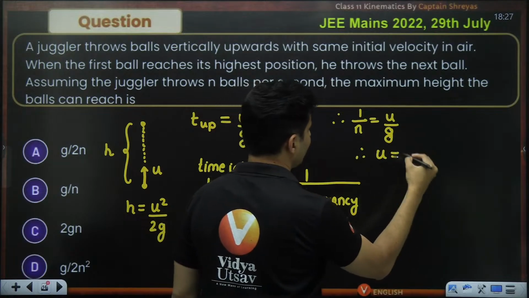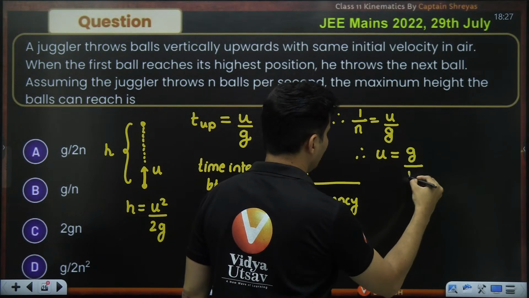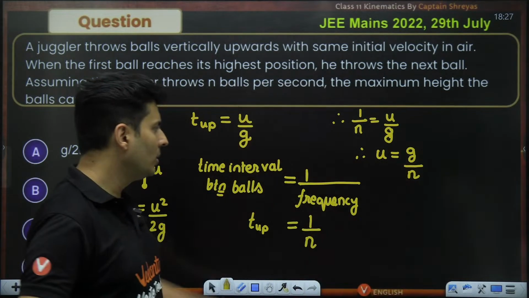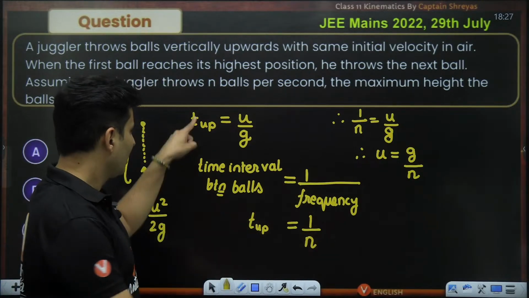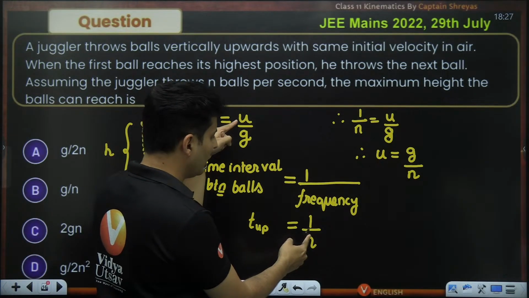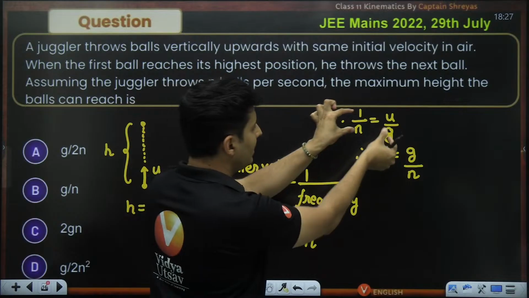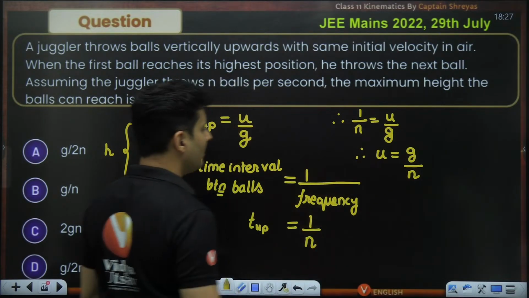Therefore, u is equal to g divided by n. Because these two are equal, u by g is equal to 1 by n. So u is g divided by n.